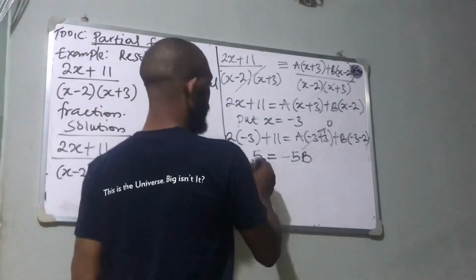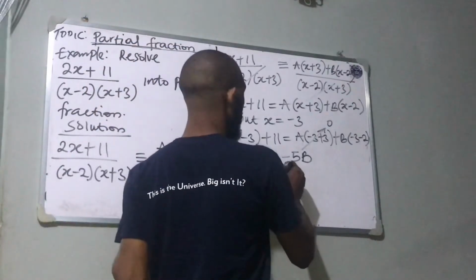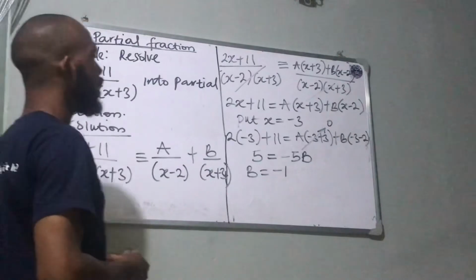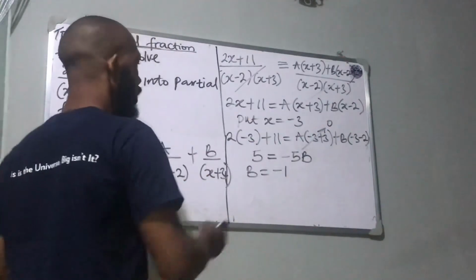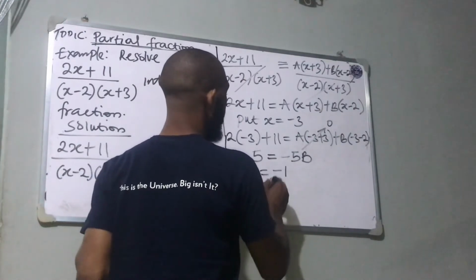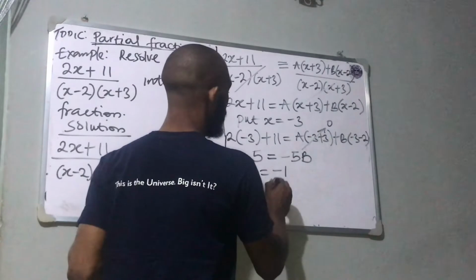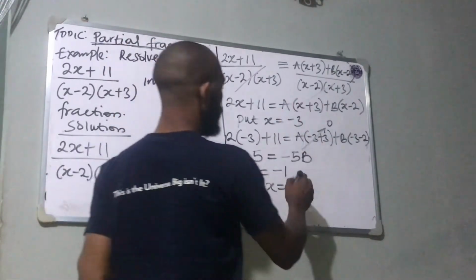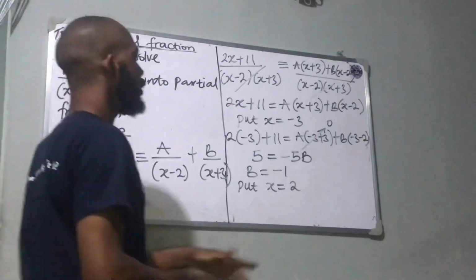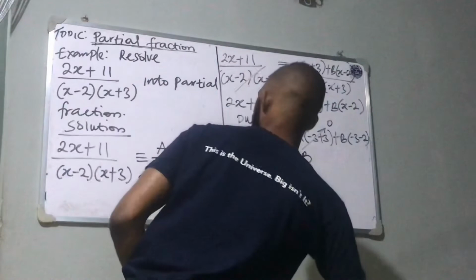Now, for me to find my b, I need to divide both sides by minus 5. So that will give me minus 1. So if my b is minus 1, how do I find my a? Again, I'll put my x to be 2. Now if I do that, definitely my b will become 0. I'll be left with a. So I can find my a from there.